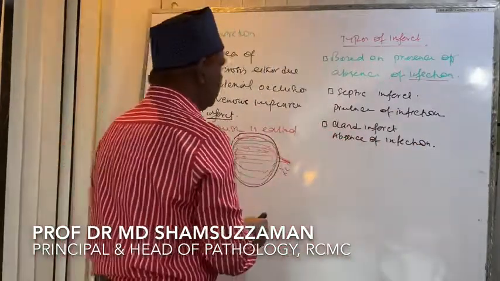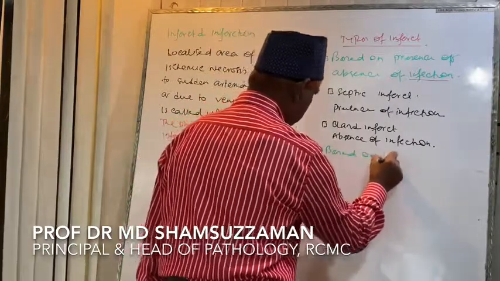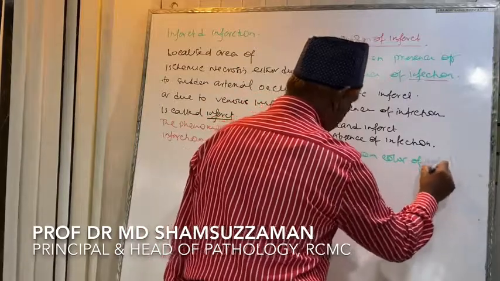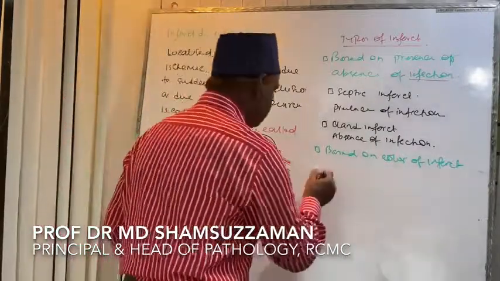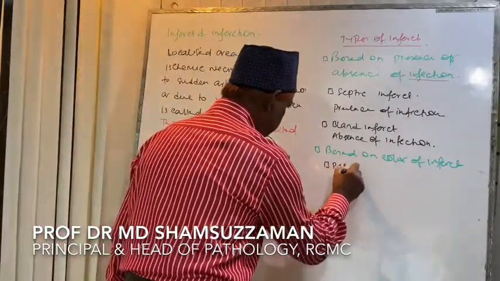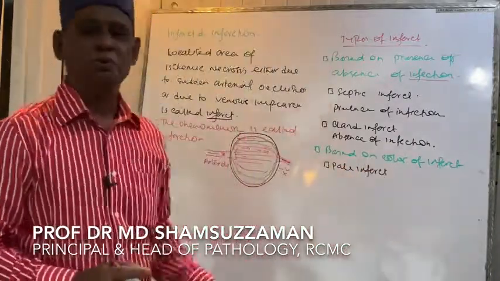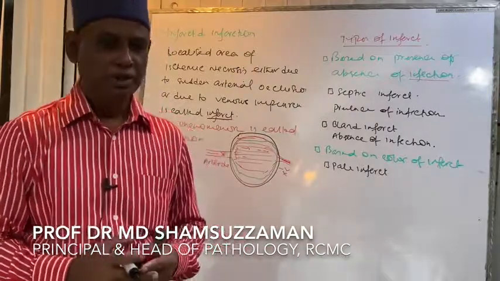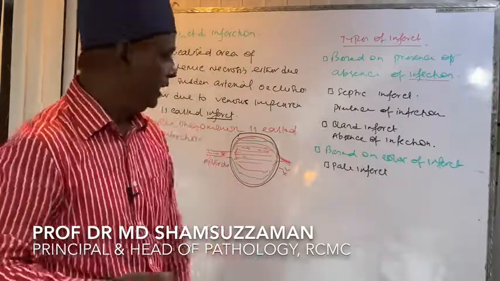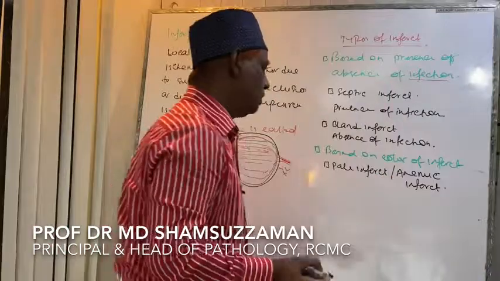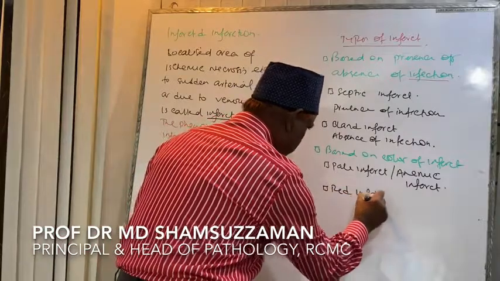Then, on the basis of color of infarct, it is pale infarct. The color is pale and it is due to sudden arterial occlusion. If there is sudden arterial occlusion, tissue gets no blood. So, the tissue becomes pale, and it is also called anemic infarct.